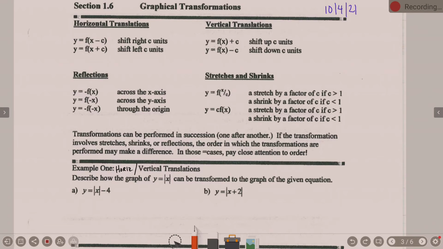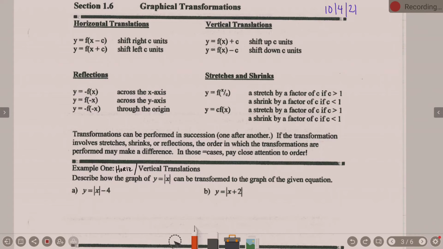Vertical translations. The number is not in the parentheses or anything. It is just at the end, and then you go up or down the direction of the sign. So if it's plus c, you go up c. If it's minus c, you go down c. Old news. Okay. Reflections. As we talk about reflections here, two of these are old news. One of them is new news.